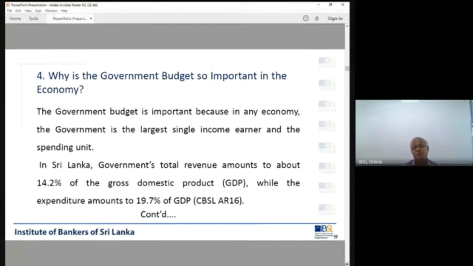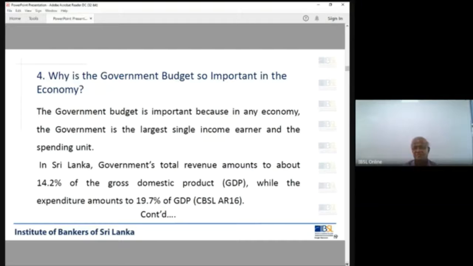Why is the budget so important in the economy? Now, the economics of the budget. The government budget is important because in any economy, think about any economy, USA, China, Malaysia, Singapore, the Maldives, the government is the largest single income earner and spending unit.